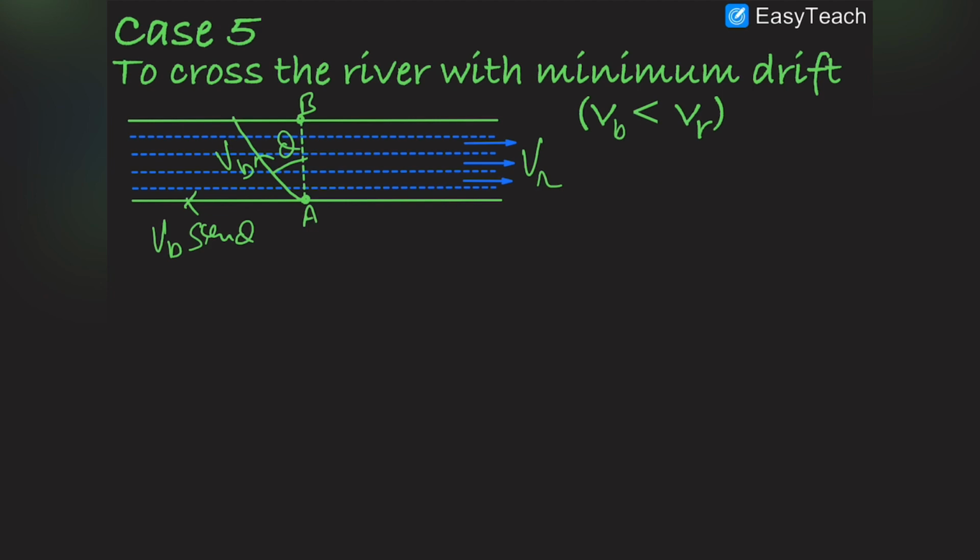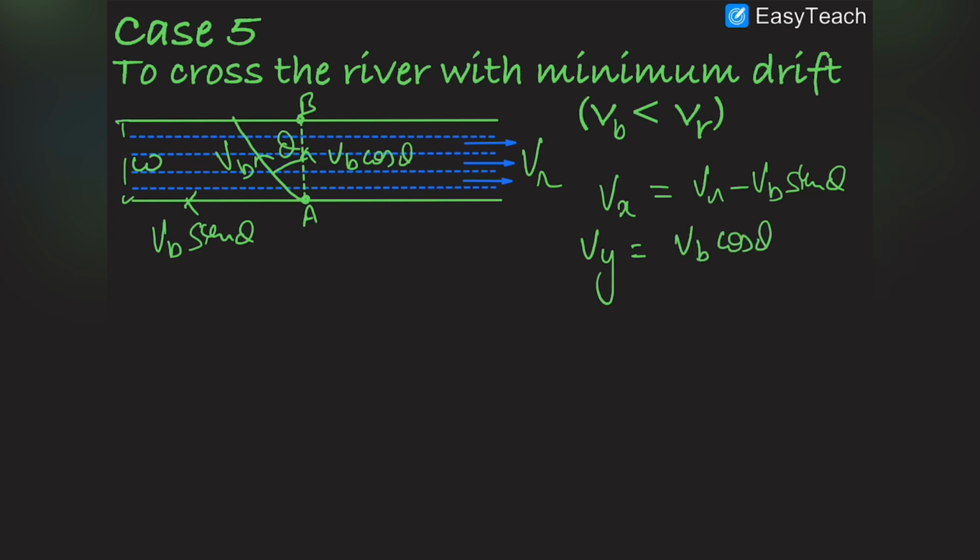So the x velocity of the boat, Vx, would be equal to VR minus VB sine theta, because VR is greater than VB sine theta. So the net velocity of the boat in the x-axis would be VR minus VB sine theta. And the y velocity of the boat would be this one, VB cos theta. This would be the y velocity, VB cos theta.